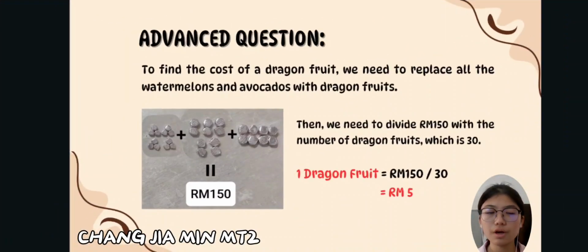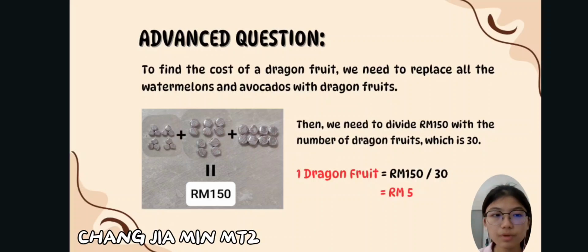So now we want to find the cost of a dragon fruit. So we need to replace all the watermelons and avocados with dragon fruits. So just now we know that 4 watermelons are equal to 12 dragon fruits and 5 avocados are equal to 10 dragon fruits. So if you want to find the cost of a dragon fruit, we need to divide 150 ringgit by the total number of dragon fruits.